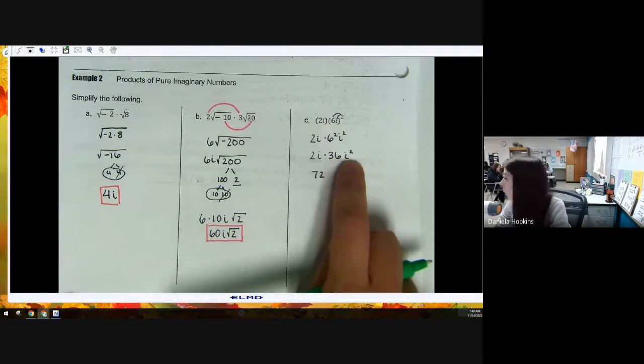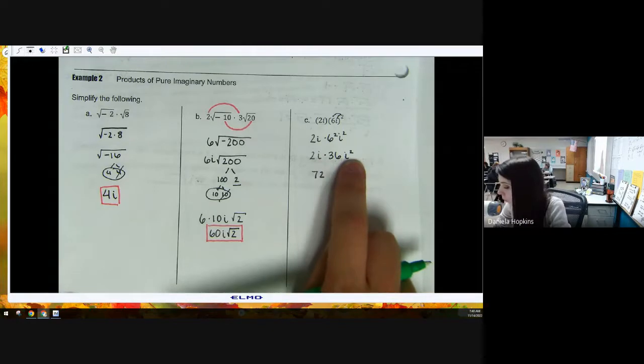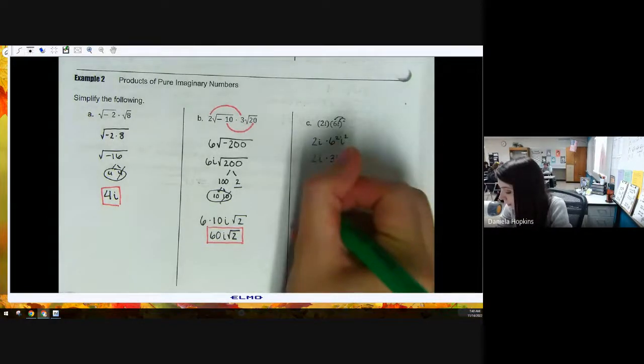Two ways to do this. You can either call that i to what power? i to the third. Or you can remember i squared is what? i cubed is negative i, or i squared is negative 1. Either way, you can break this up into a negative 72i.